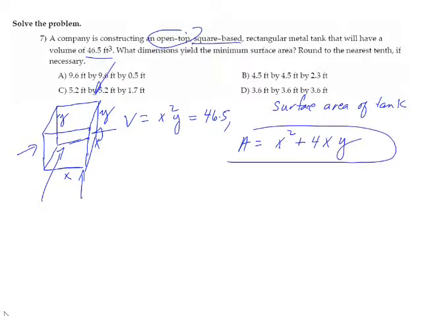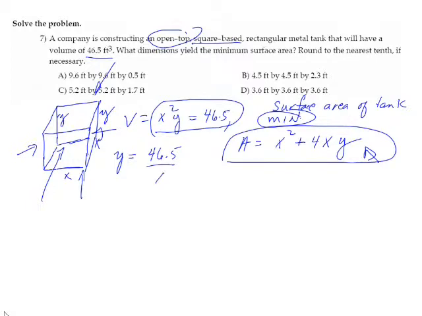Now, we want to find the minimum surface area. In other words, find dimensions that will make the surface area the minimum. Well, notice we have 2 variables here, and we need to eliminate one of them. We do that by looking at the constraint equation, which we can solve for Y as equal to 46.5 over X squared, which we then proceed to substitute in the area equation. So we get area is equal to X squared plus 4X times 46.5 divided by X squared.